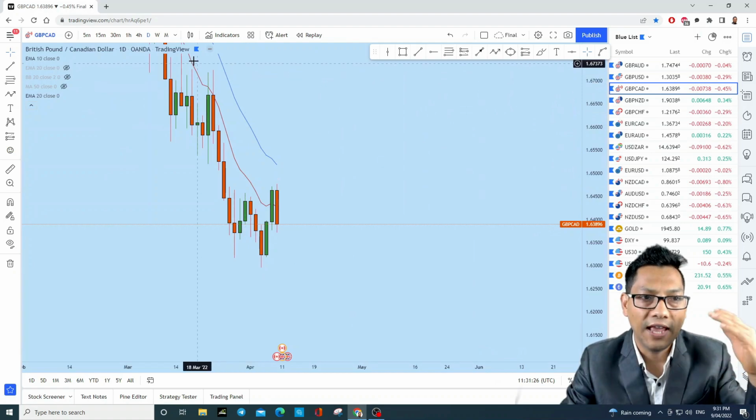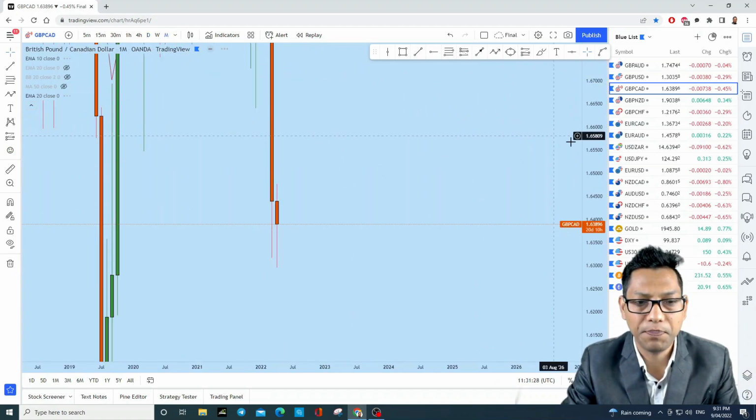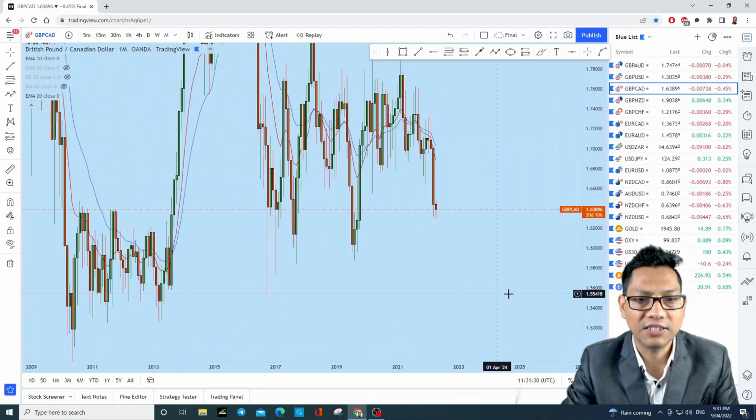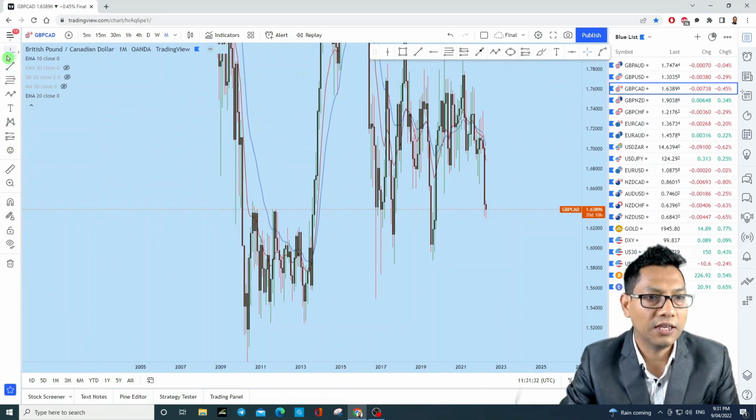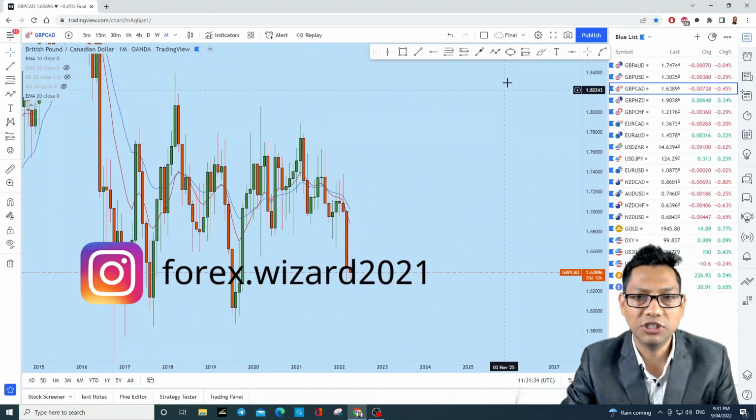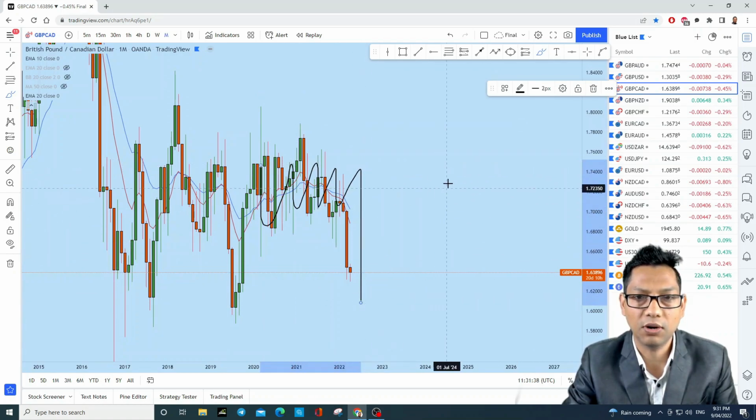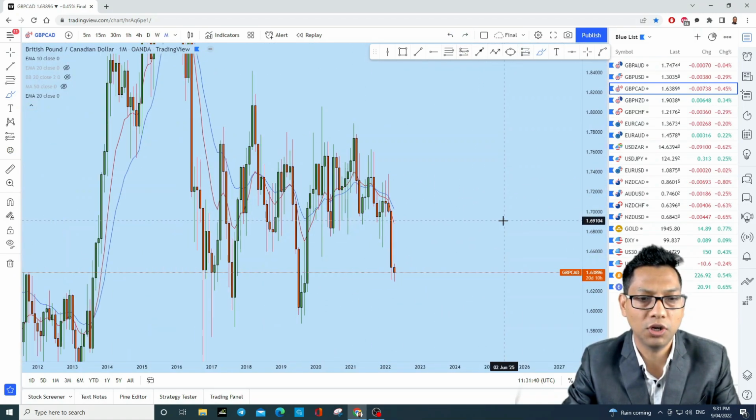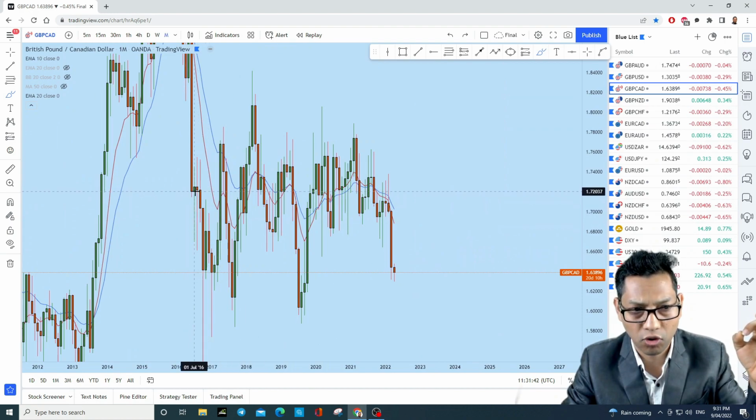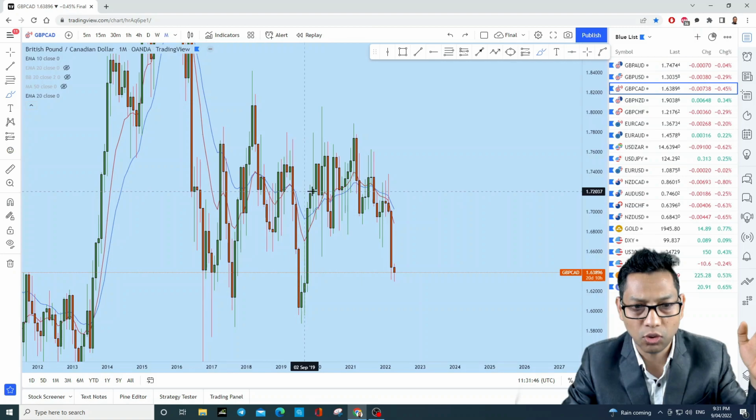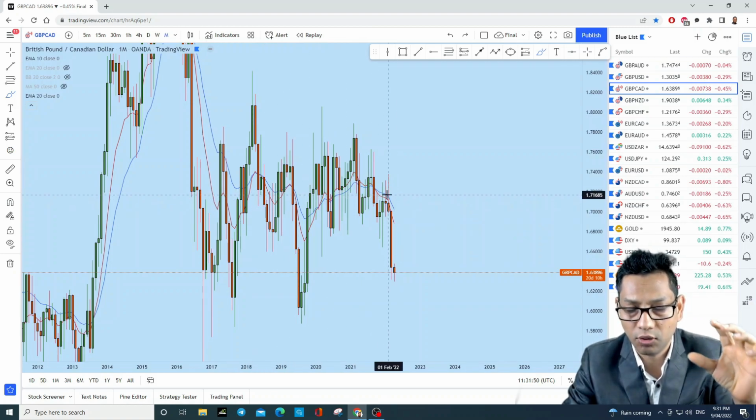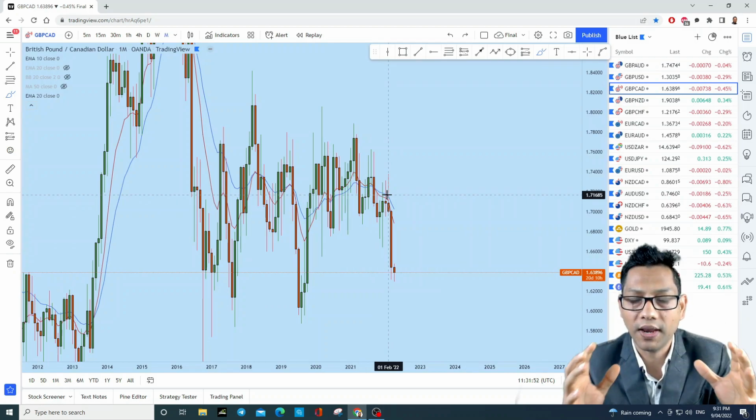First of all, as usual, let's see the bigger picture. This is the monthly time frame. Now you can see that in this monthly time frame, GBPCAD basically broke from this consolidation. There was a long consolidation of quite a few months from, let's say, 2016. The price was consolidating and concentrating in one area.